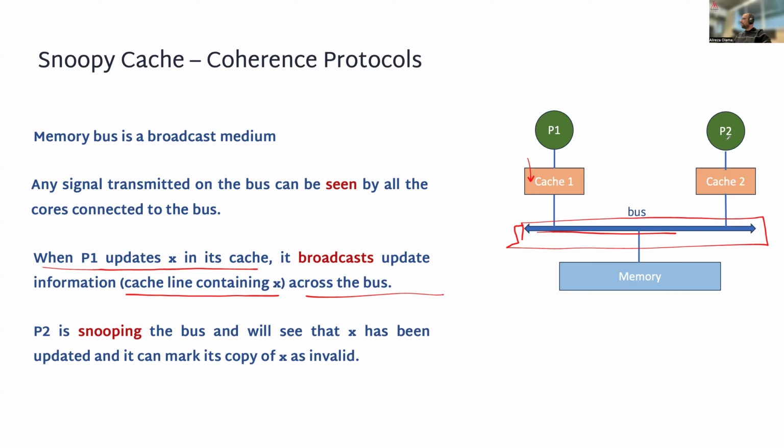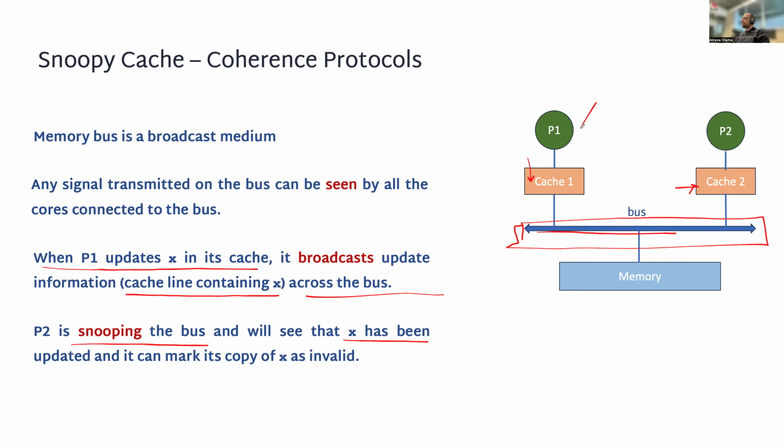And then the second processor or other processors should be snooping the bus. They should investigate the changes using the bus. And then when they know that the cache line containing X has been changed, they invalidate the value of that variable in the cache. And then if they want to fetch that data, because it is invalidated in the cache, they have to fetch it from the main memory.